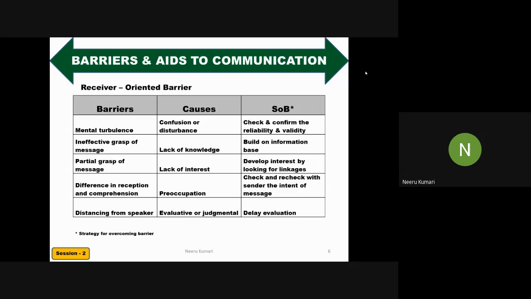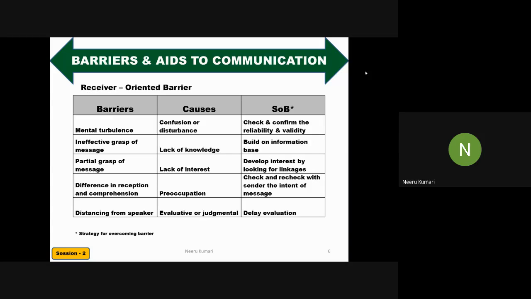Now, these are the things that as a listener, you all should follow. Mental turbulence, which I've already stated even in the sender-oriented barriers. You cannot be distracted mentally. You have to have a proper balance of your mind. Say, for example, if your mind is engaged in one thing, you cannot force your mind to get engaged in something else. If you do so, you are doing injustice to both actions. Hence, disturbances related to your mental ability to think, or the thought process or flow of thought, can be eliminated if you are not mentally disturbed.